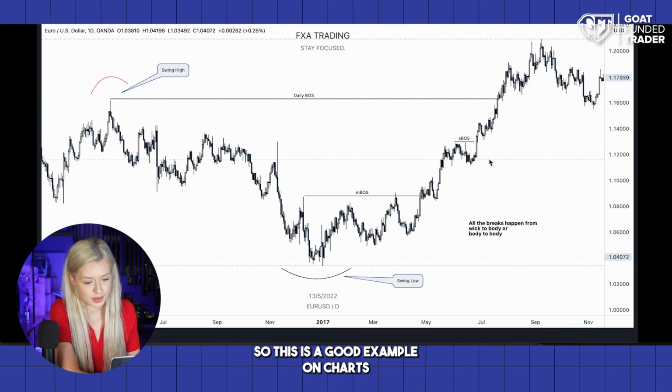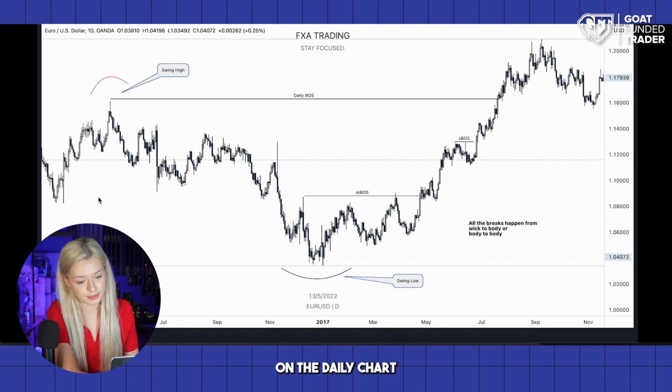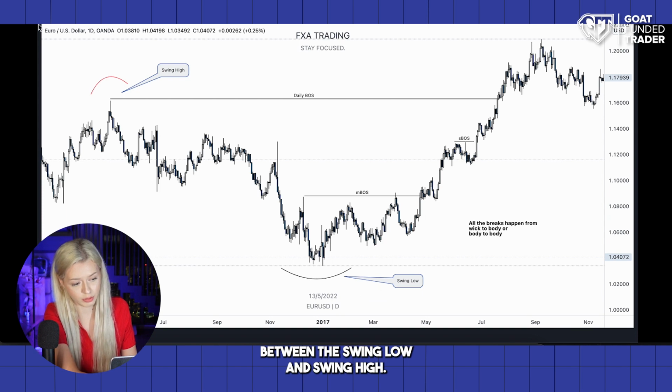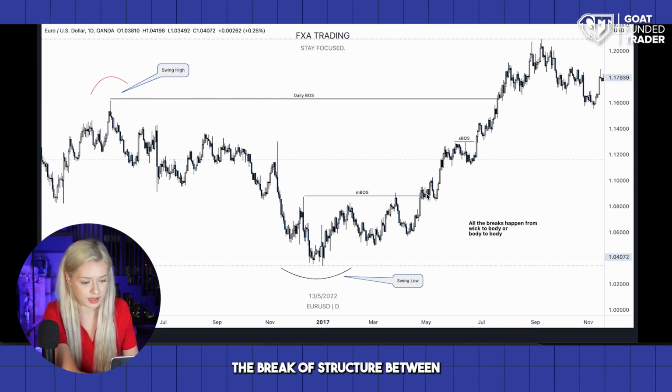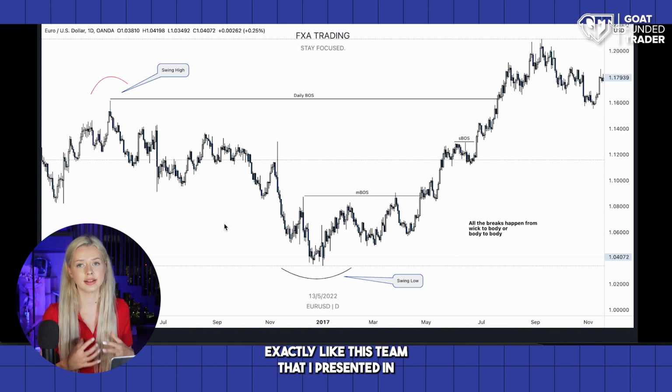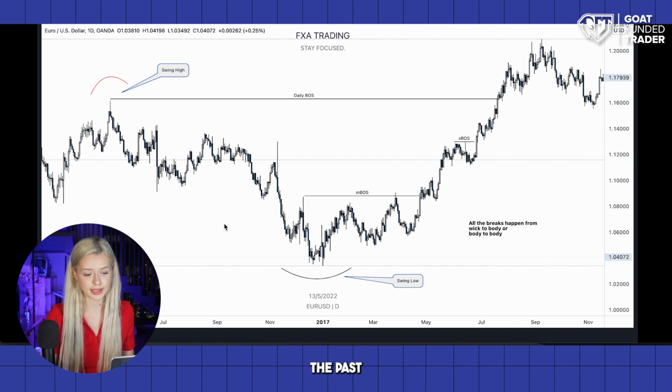Okay, so this is a good example on charts, on EURUSD, on the daily chart: protected low, wick high, the daily break of structure between the swing low and swing high, the sub break of structure inside this bullish leg, and the minor break of structure between the bearish leg and the bullish leg. It's exactly like the scheme that I presented you in the past.